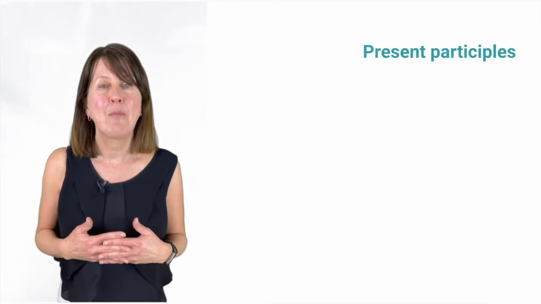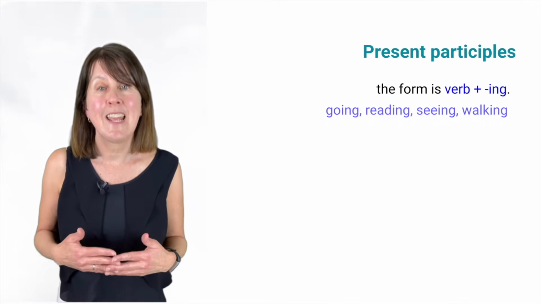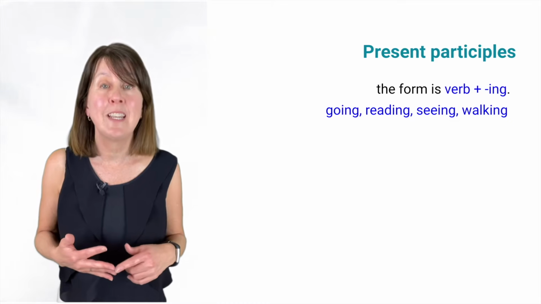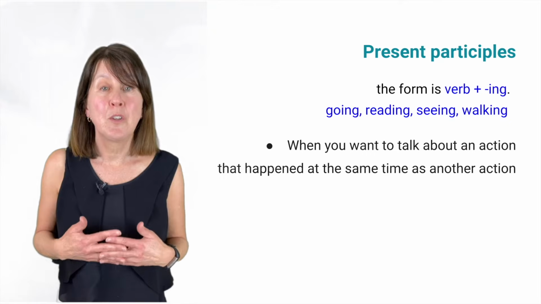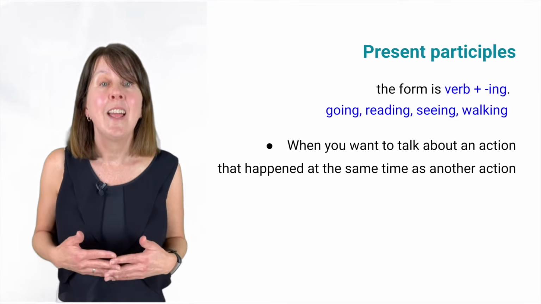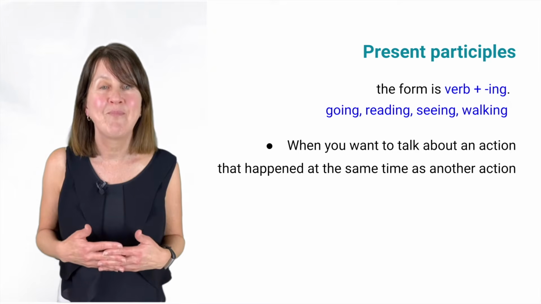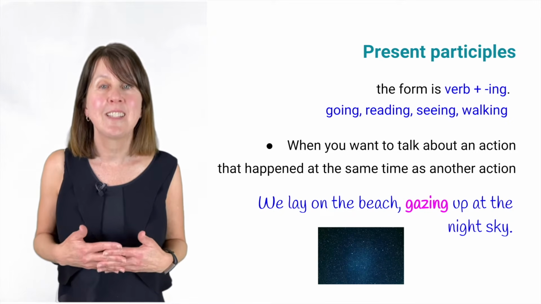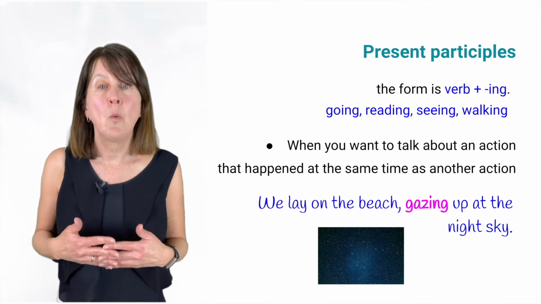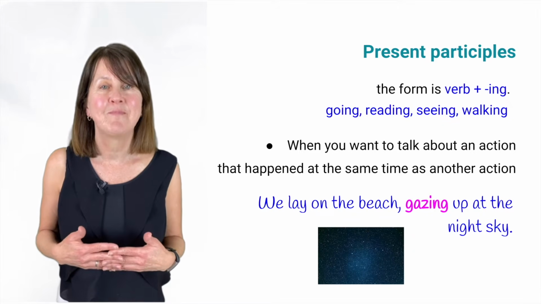Firstly, let's look at the present participle clauses. The form is the verb plus ing, for example, going, reading, seeing, walking. For example, when you want to talk about an action that happened at the same time as another action, you could say, "We lay on the beach, gazing up at the night sky." This means we lay on the beach and gazed up at the night sky.